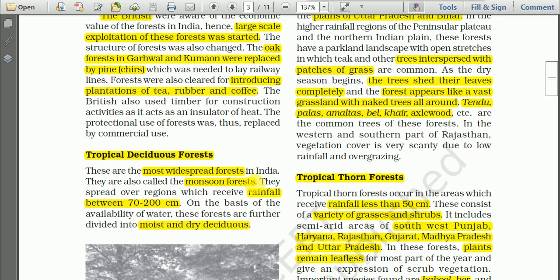Remember, tropical evergreen forests are found in the areas receiving rainfall more than 200 centimeters in a year, temperature above 22 degrees Celsius. And the semi-evergreen forest is found in the areas with rainfall less than 200 centimeters but more than 150 centimeters.